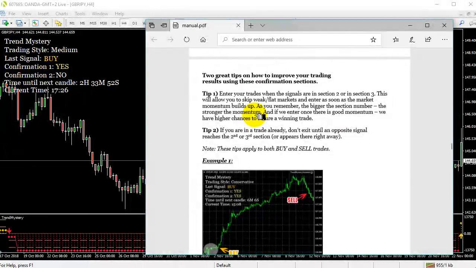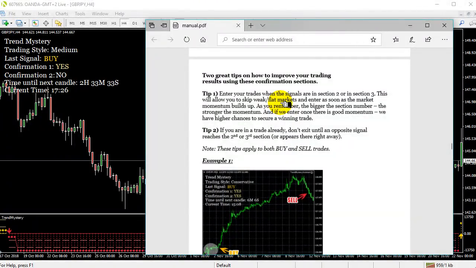Two great tips on how to use this. Enter your trades when the signals are in section two or in section three. This will allow you to skip weak flat markets. Enter when the market momentum builds up. Sure, you can do that. Don't enter here. Once this line breaks through here, you look to enter, all right?